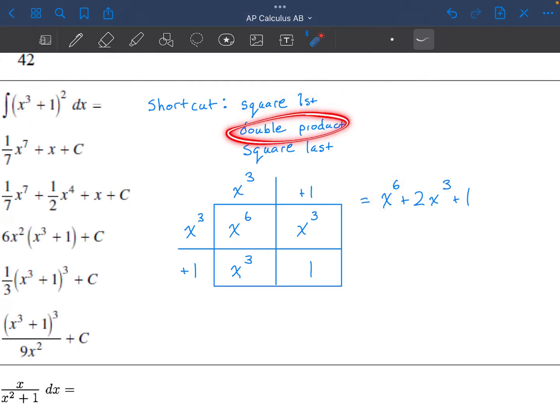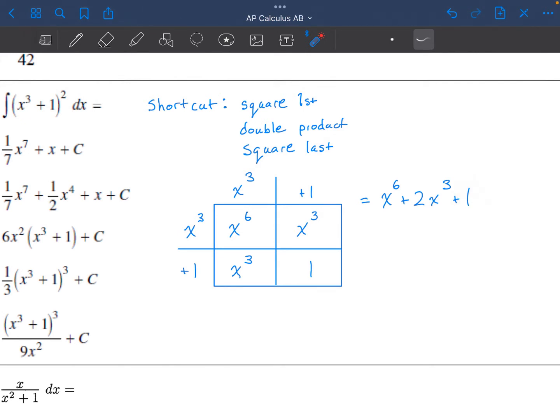If we double the product, we need to first find the product. The product of 1 times x to the power of 3 is just x to the power of 3. Doubling x to the power of 3 gives us 2x to the power of 3. And squaring last, squaring 1 means I have 1. So the shortcut did work, but there's a long way as well.